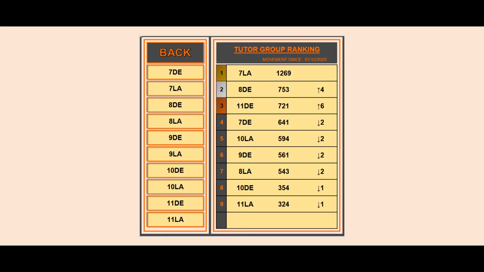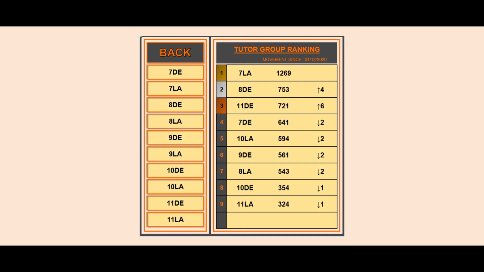And on the right here you can see the tutor groups in rank order based solely on house points. It's important to have your competition based only on the positive aspects of students. That way any poor behaviour, the behaviour points or any negative implications from other students won't actually affect the efforts and results of other students. So here you can see that 7 Lambda in this house are at the top with 1269 house points.